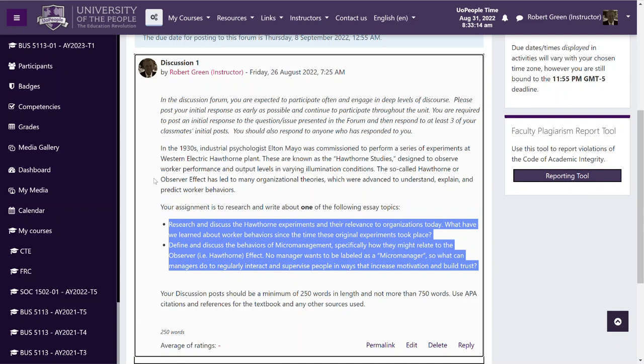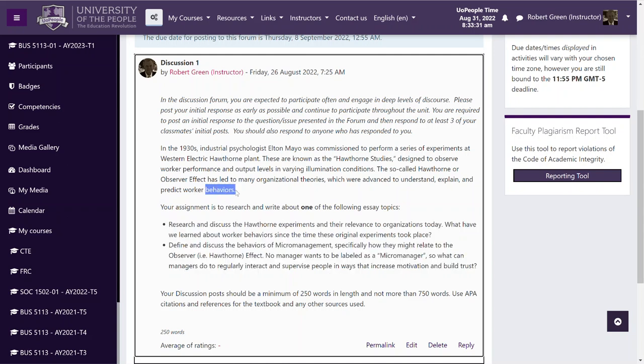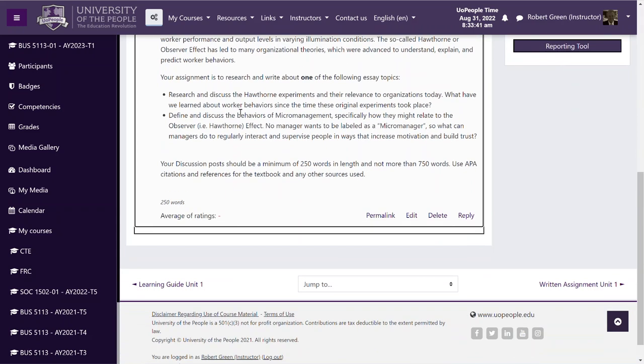The so-called Hawthorne or observer effect has led to many organizational theories. And this course is about various theories, and this is one of them, which were advanced to understand, explain, and predict worker behaviors. So here you're getting a hint at even what this course is about: theories and behaviors. Okay, so your assignment in this first paper is to research, and I'm going to explain this: research and write about one of the following essay topics. So you would read both of these and you would determine which of these 2 you want to write your paper about. So let's look at this.